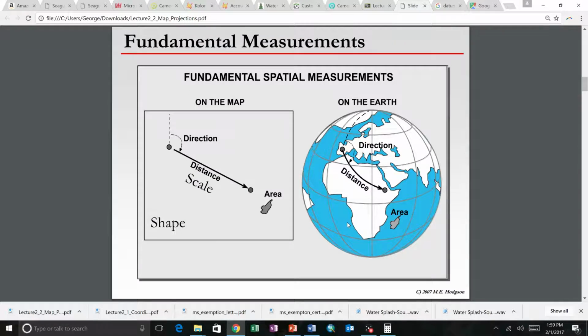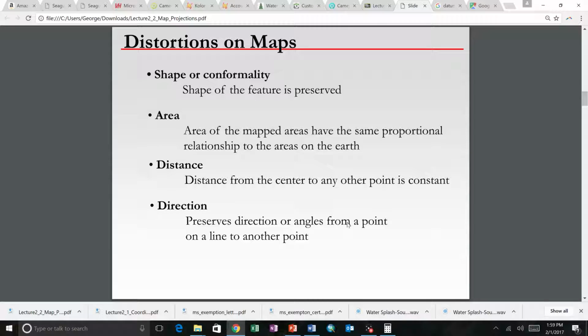Okay, so we already showed this slide. These are the different trade-offs that we'll make when we take the Earth and try to make it flat. We've got the shape, or sometimes we call it the conformality. The reason I bring that word up here is not to sound fancy, but oftentimes the name of the projection will have the word conformal in it. And so when you see that word conformal, you'll know that what they try to do is preserve the shape of an object.